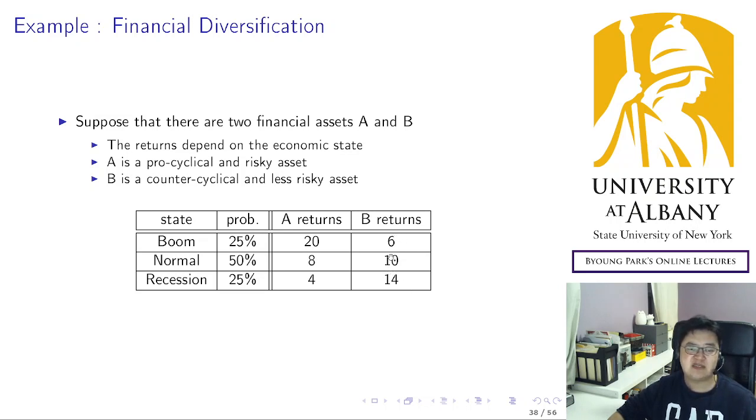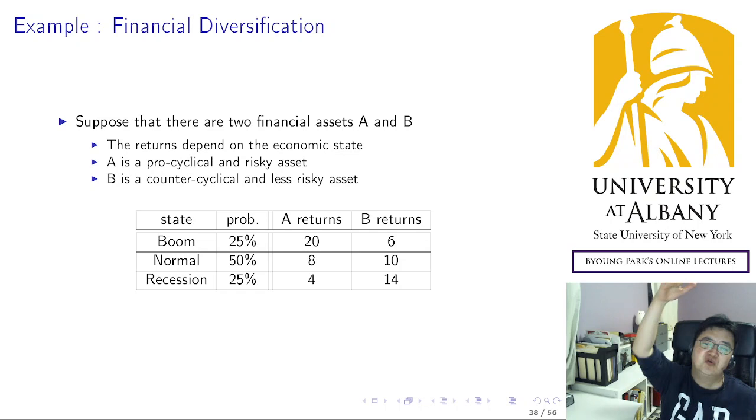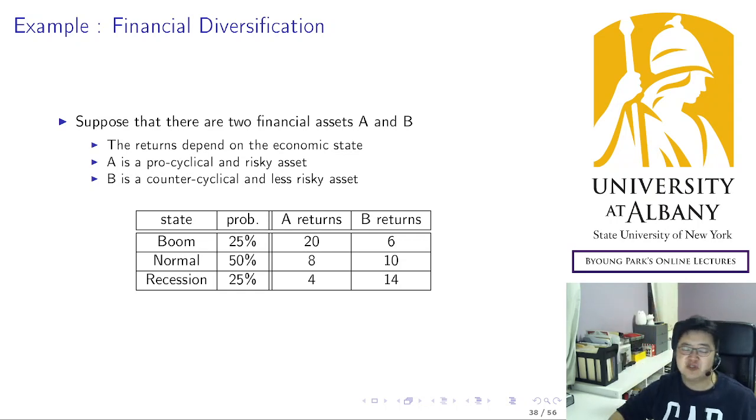B ranges from 6 to 14, but A ranges from 4 to 20. So the range of A is much larger. And their probabilities depend on the probability of the market state. Simply, I will assume 25%, 50%, and 25% for the three states.